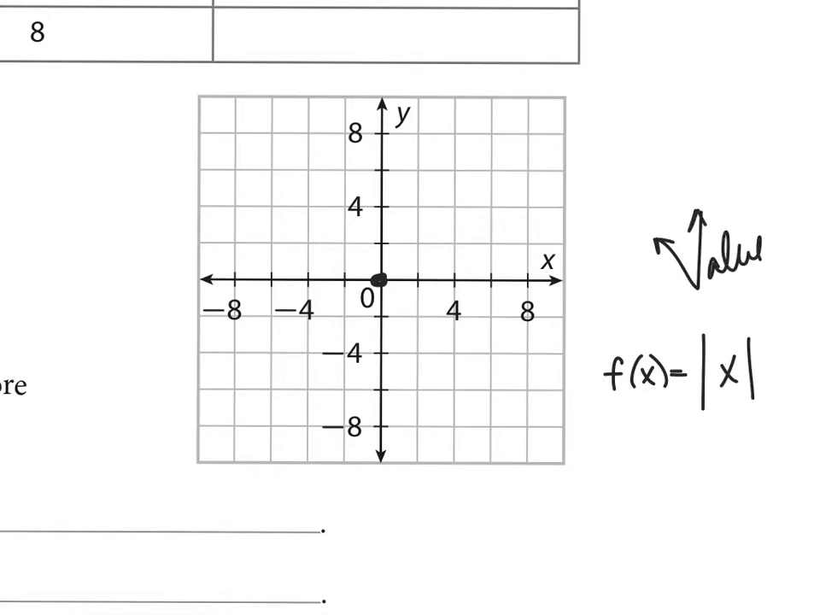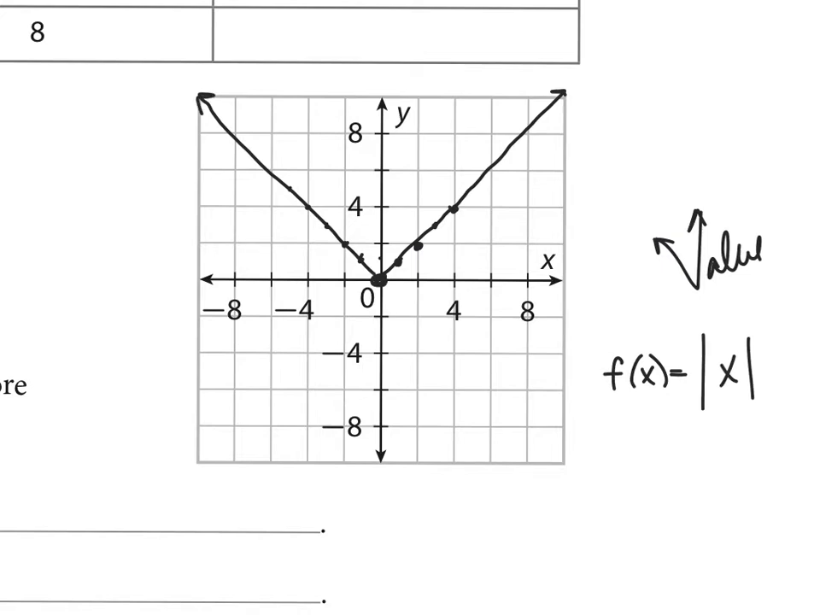So I'm just going to go up 1 to the right 1, up 1 to the right 1, and that's going to continue going forever in that direction. And then the same thing on the left side, up 1 and to the left 1, because remember it has to be positive all the time. So we're going to get a graph that looks like this. So this is our example of our parent function.